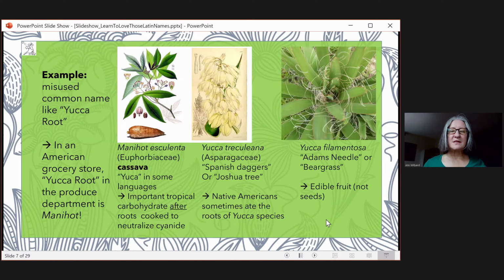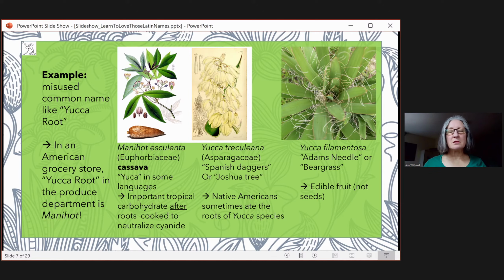Here's another example. This is an edible thing. So you may have bought yucca root in an American grocery store. It looks something like this, and it would probably be labeled yucca root, Y-U-C-C-A root. So what that is, if you find that in the American grocery store, is Manihot esculenta in the Euphorbiaceae. Most of the world calls that cassava.